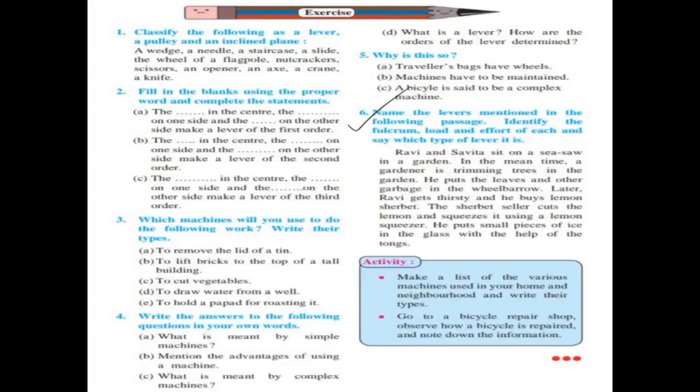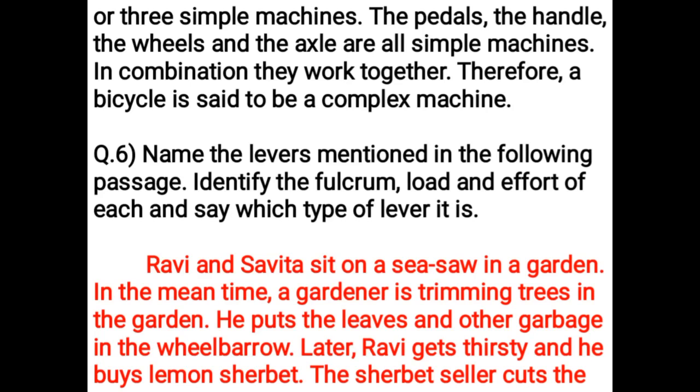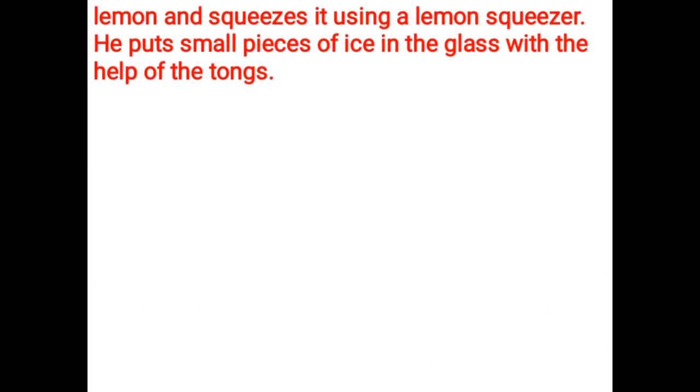Name the levers mentioned in the following passage. Identify the fulcrum, load and effort of each and say which type of lever it is. Ravi and Savita sit on a seesaw in a garden. In the meantime, a gardener is trimming trees in the garden. He puts the leaves and other garbage in the wheelbarrow. Later, Ravi gets thirsty and he buys lemon sharbat. The sharbat seller cuts the lemon and squeezes it using a lemon squeezer. He puts small pieces of ice in the glass with the help of the tongs.